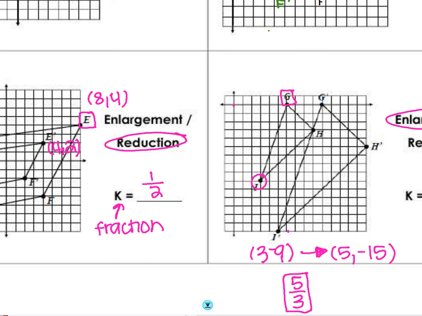And I could look at my y values as well. I would just need to go through and simplify. So it could look like this: negative 15 over negative 9. But that actually simplifies to 5 over 3. Wonderful. That's all. Thank you.